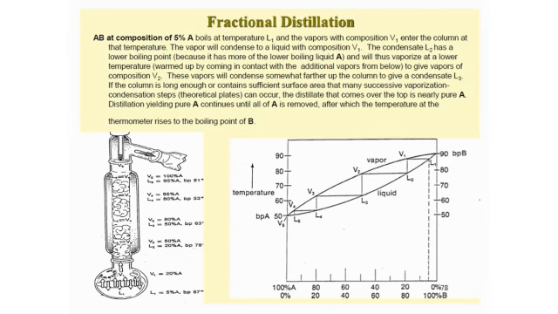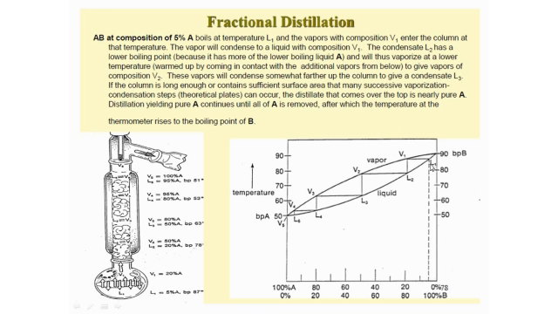So lastly, in fractional distillation, we are going to take one example. Suppose we have a mixture AB with a composition of 5% A, where the amount of A is 5 and B is 95. This mixture boils at a lower temperature L1.